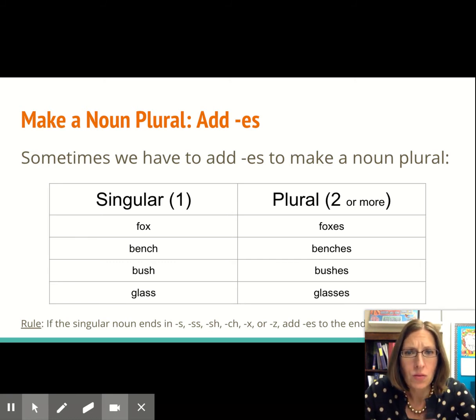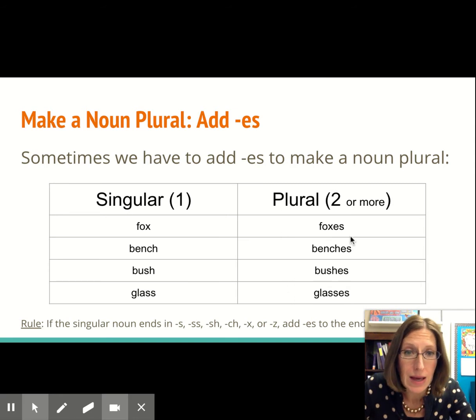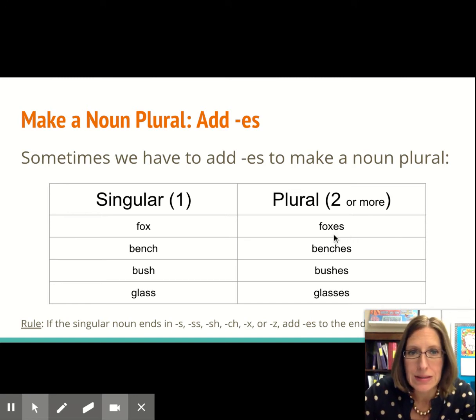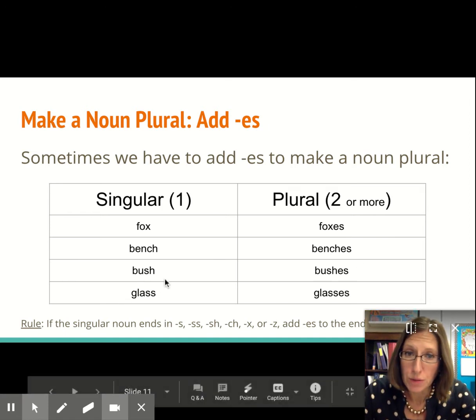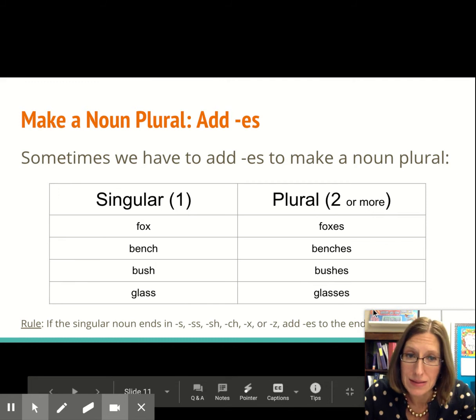All right. Now, sometimes to make a noun plural, we have to add es. And you'll notice that on this side, we have some words, and over this side, it shows how we have to add es. So, for example, the word fox, one fox, many foxes, we have to add an es. One bench, many benches. One bush, many bushes. One glass, many glasses.